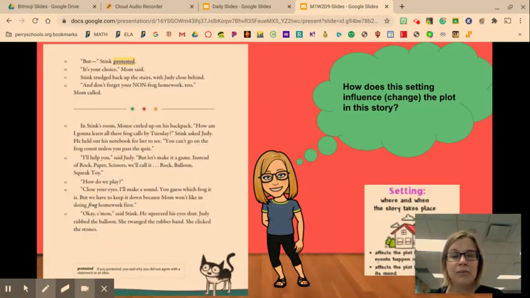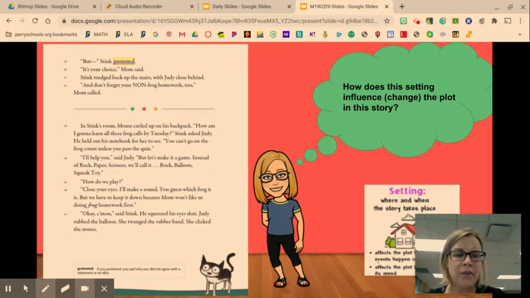Now, when we're looking at these story elements, we're thinking about how the setting maybe influences or changes the plot in the story. And so we have to think about, well, what happened in there? Why did they decide to go to his bedroom? What purpose is there for going into the bedroom? Well, first of all, I know Mom said, go to your room and study.